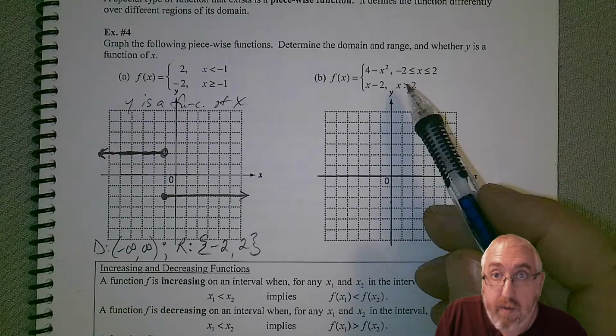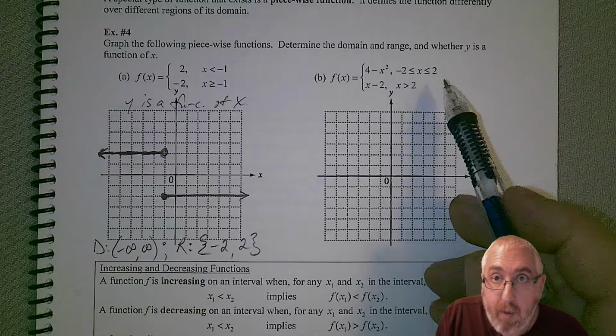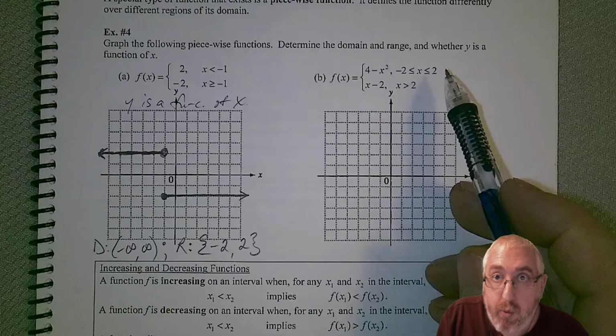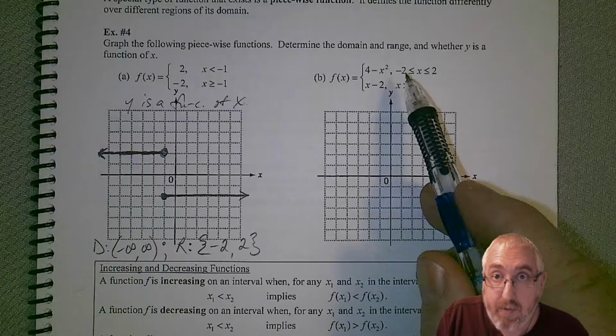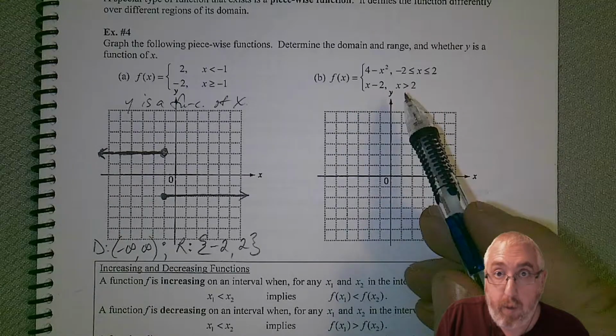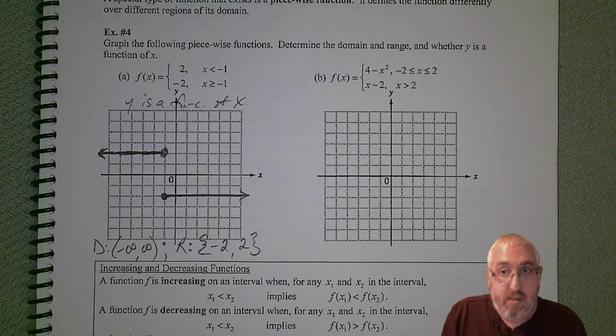So we got the 4 minus x squared behaves that way on this part of the domain from -2 to 2, including -2 and 2. And then it behaves like x minus 2 when x is strictly greater than 2. Well, so let's, again, work from left to right.